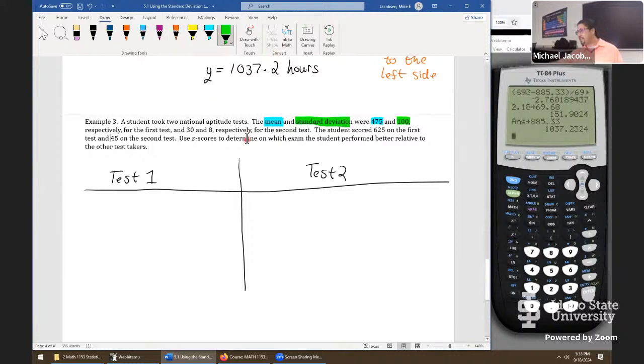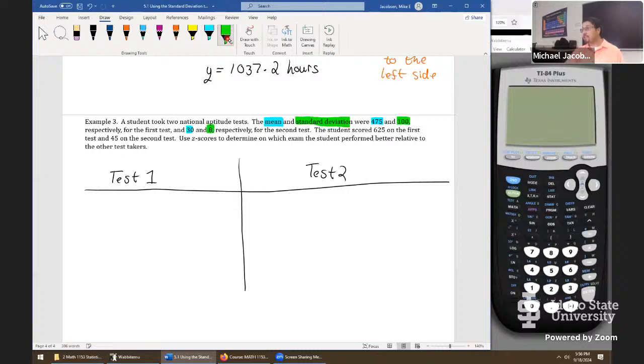It's admittedly not the nicest way to write a question, especially in an exam setting, but this is so common that I left the question written in this way just so that we face it. It's something you can see on legitimate homework problems in the book. Okay, so they said that was for the first test. Now we move over. 30 and 8 respectively for the second test. Respectively came up again, so the mean was 30.